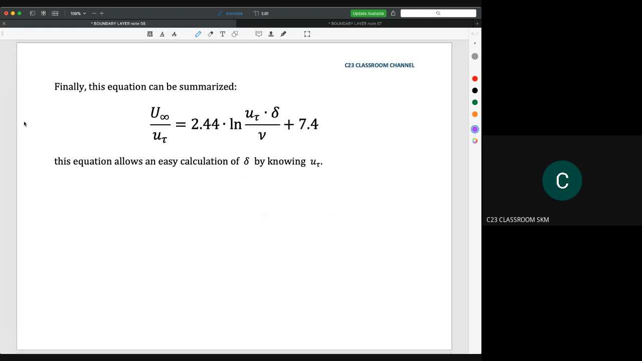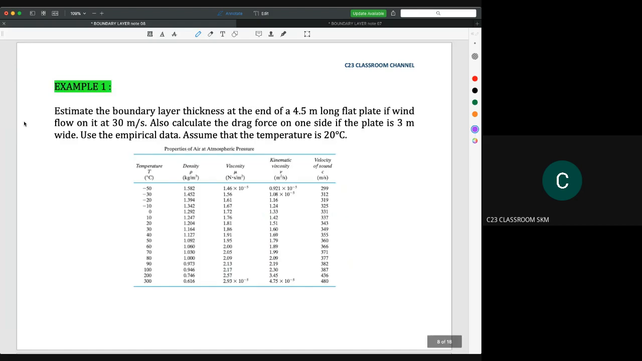Okay, so we will discuss some tutorial from the textbook. You may get this from the textbook. So example 1: estimate the boundary layer thickness at the end of a 4.5 meter long flat plate if wind flows on it at 30 meters per second. Also calculate the drag force on one side if the plate is 3 meters wide. Use the empirical data. Assume that the temperature is 20 degrees Celsius.